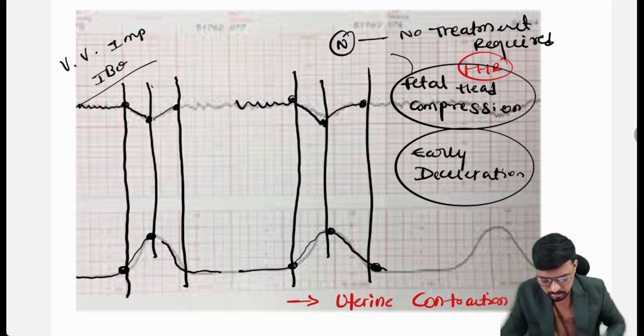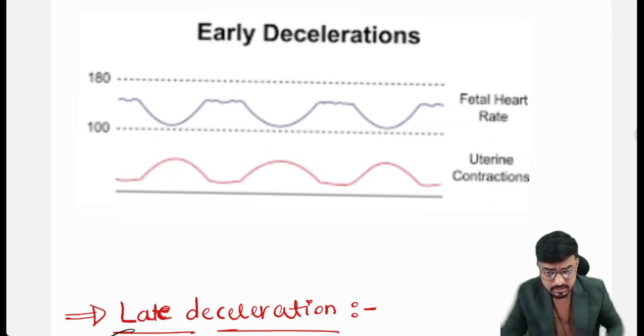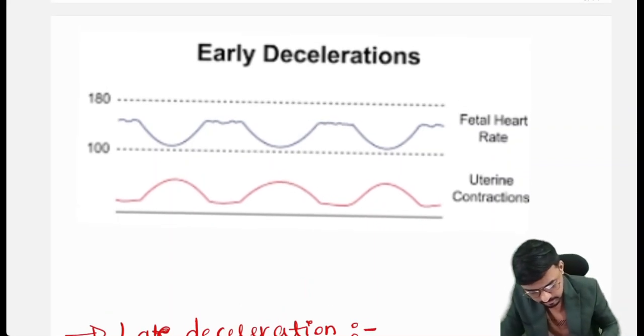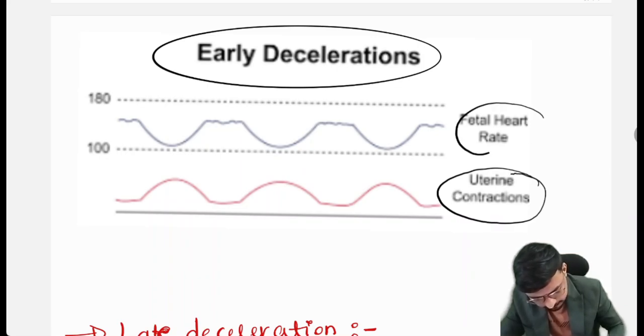Okay, so let me go to the next graphical thing. This kind of image may also come in your exam. Again on early deceleration, same thing, mirror image again. Look at this one. This is the uterine contraction and this is the fetal heart rate.